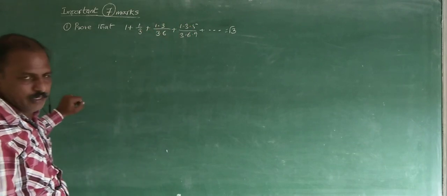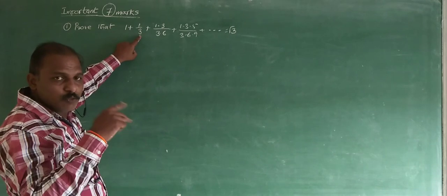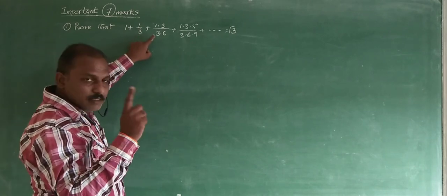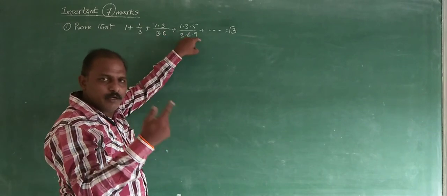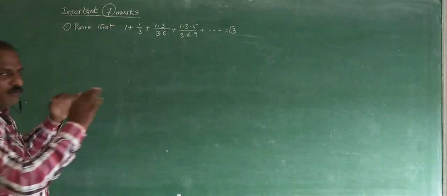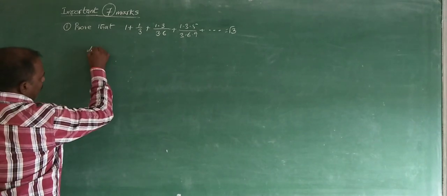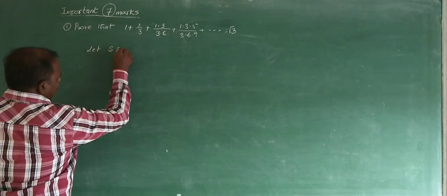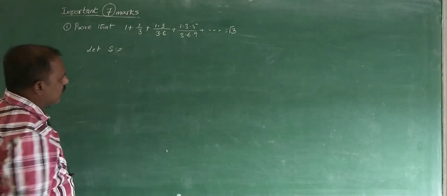Next one is the denominator 3 into 1. Next what we have to have? We must have 3 into 1, 3 into 2. Next 3 into 1, 3 into 2, 3 into 3. Is that done? Take a look. Let S be equal to this, the sum of the infinite series.